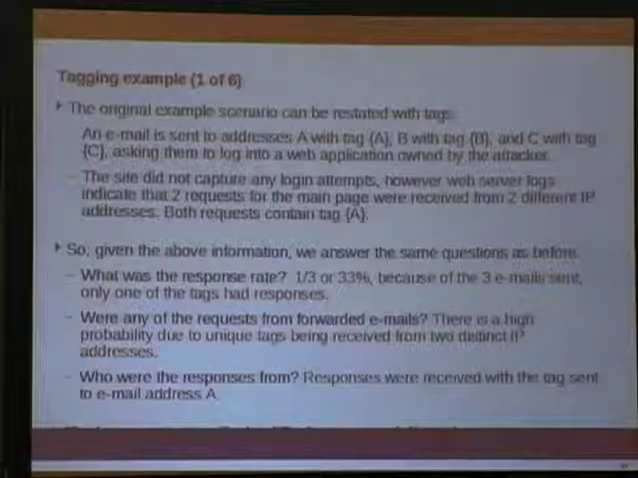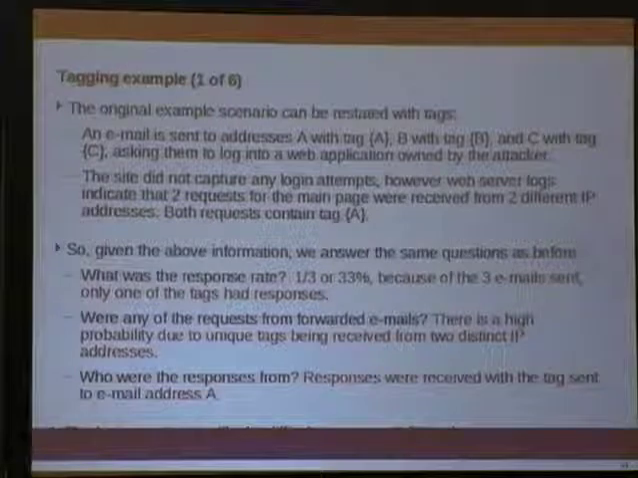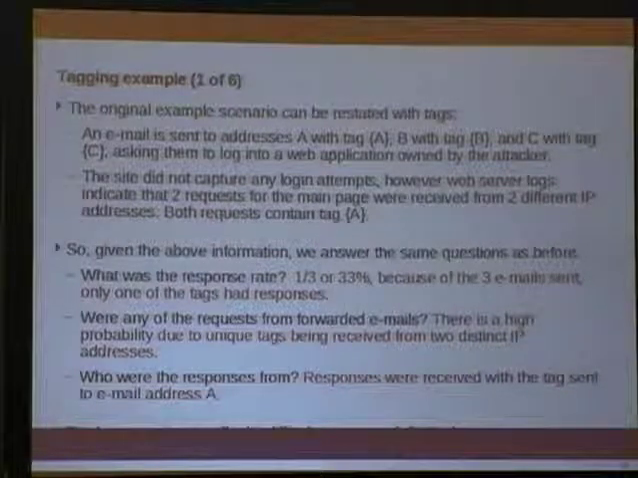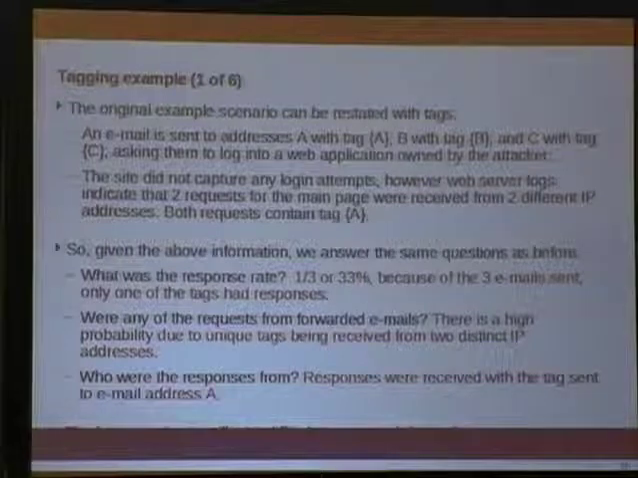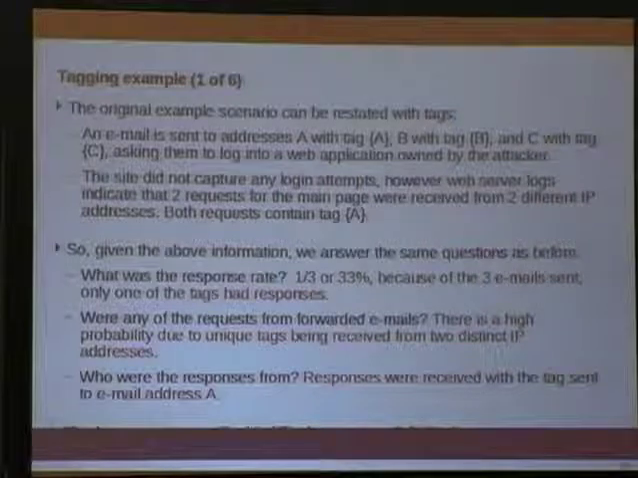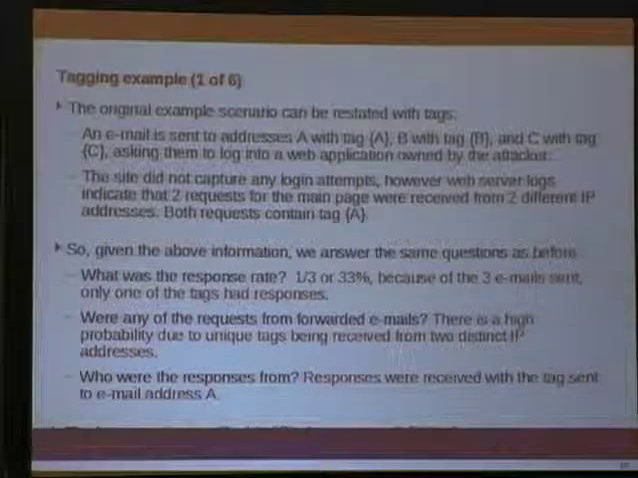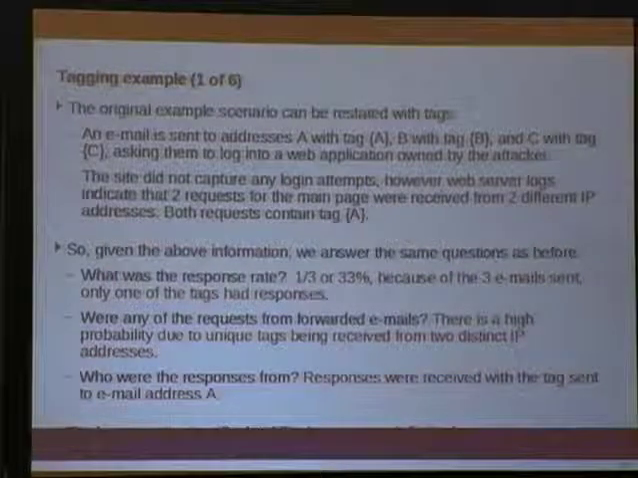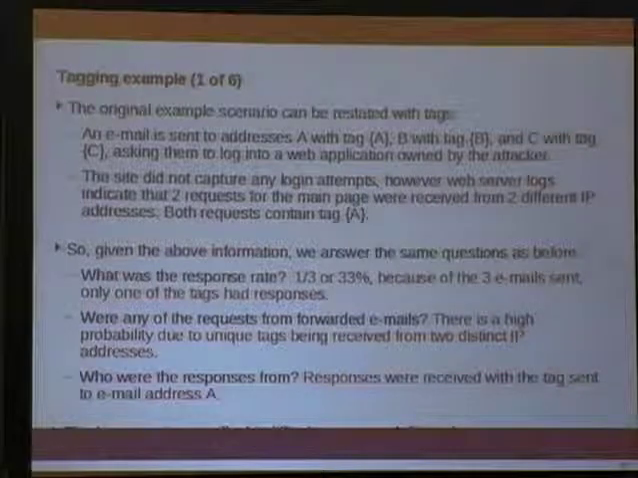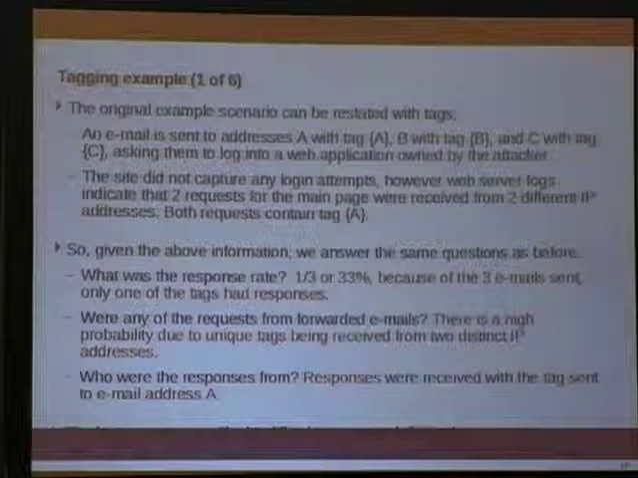So let's take our original example. Instead of just sending out emails A, B, and C, we include these tags in the emails. So we have tag A being sent to email A, tag B going to B, and so on and so forth. Again, same response scenario. We get 2 requests to the website just for basically the page. Both of them contain requests for tag A, and we didn't get any information entered into the actual capture script. So with this information, we can actually answer some of these questions a little better. The response rate, 33%. We sent out 3 tags, 1 of those tags responded, so that's a 1/3 response rate.